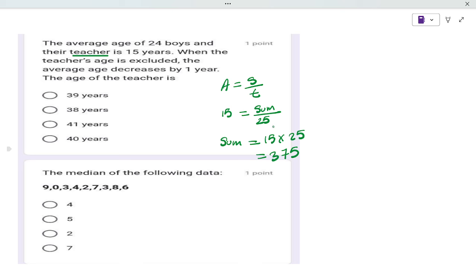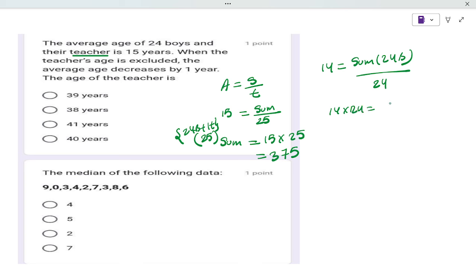In the next question, now in the following question, the teacher is excluded and the average age also decreased by 1 year. That means only for the 24 boys the average decreases by 1 as well, this becomes 14. This is for the sum of the 24 boys, right? This one was 24 boys plus 1 teacher earlier, now divided by 24 because there's no teacher now. So 14 into 24 is equal to the sum for the 24 boys.